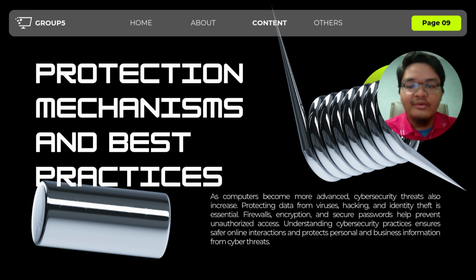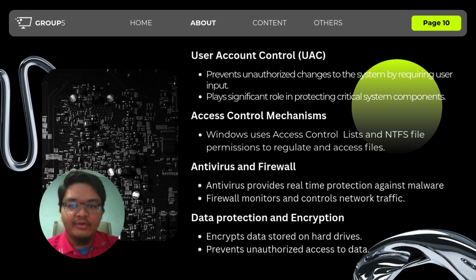Subsequently, there are also other ways that our systems are protected. First off is User Account Control, or the UAC. The UAC prevents unauthorized changes to the system by requiring user input. This reduces the chances of privilege escalation occurring, by ensuring that malicious software cannot automatically gain elevated privileges. Due to this, it plays a significant role in protecting critical system components.